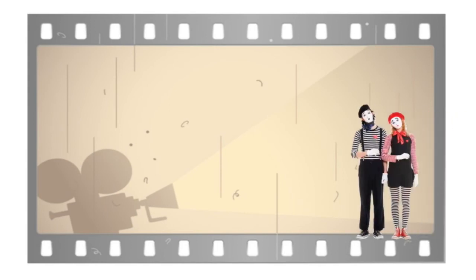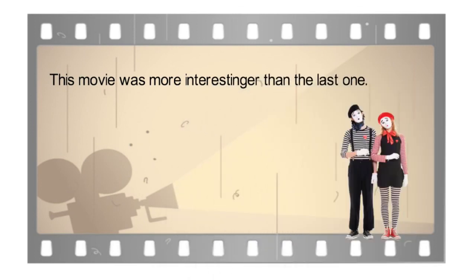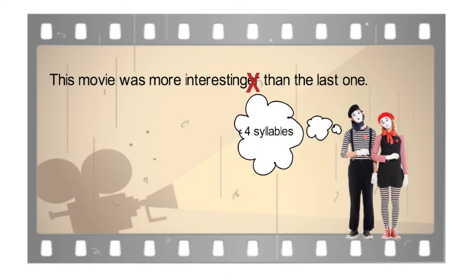And here's the last sentence. This movie was more interestinger than the last one. Can you find the mistake in this sentence? Yes, that's right. We can't say more interestinger than. Why not? Because interesting is a long word. It has 4 syllables. So we need to add more than or less than. So the correct sentence should be, this movie was more interesting than the last one.